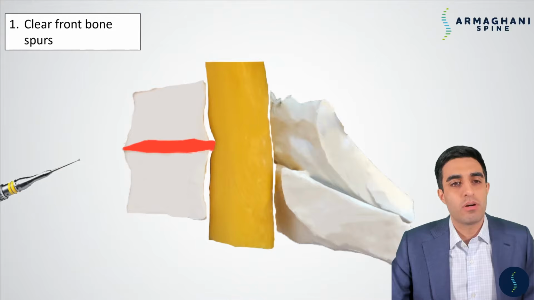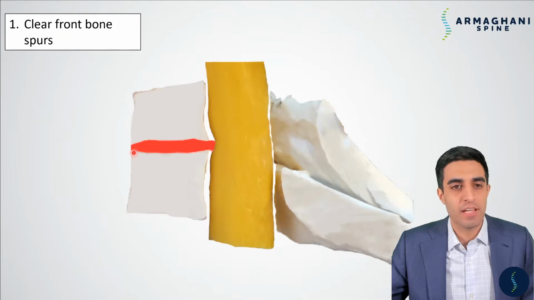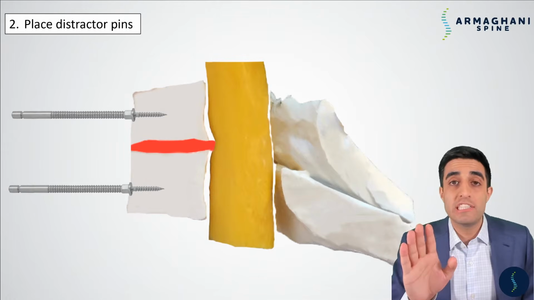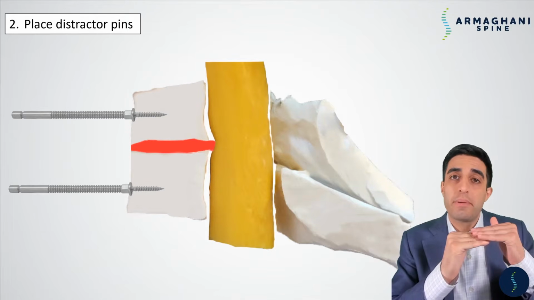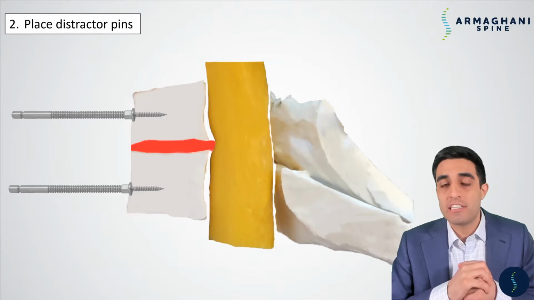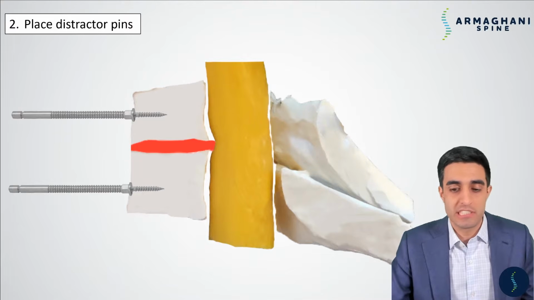So we'll take our burr and we'll remove those anterior bone spurs so it's nice and flat right on the front surface of the vertebrae. That's going to be step one. Following that, we want to place distractor pins into the vertebrae. What these distractor pins do is they try to create space between the vertebrae to try to remake the size of your disc space which it was previously.